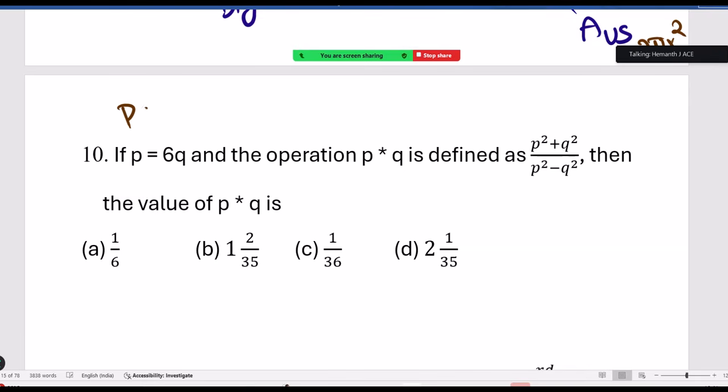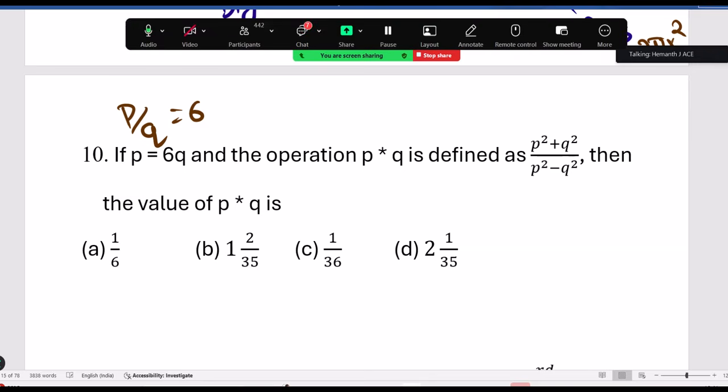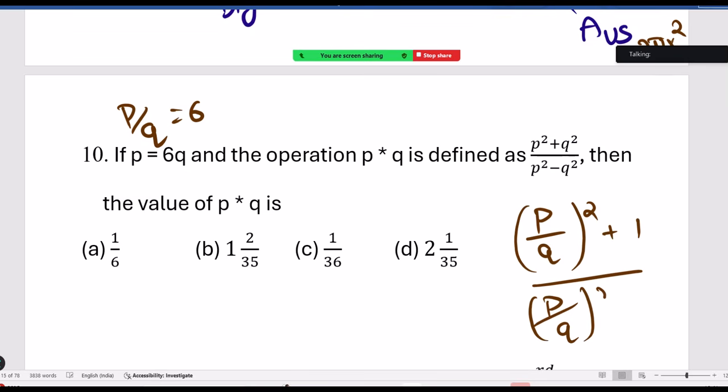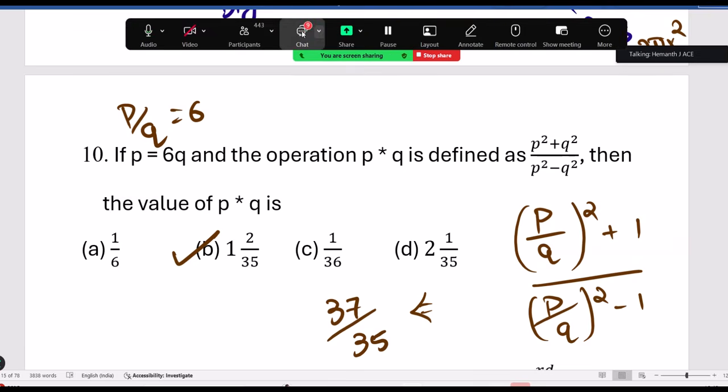P by Q is nothing but 6 here. I can divide by Q square. Then this is (P by Q) whole square plus 1 divided by (P by Q) whole square minus 1, which is like 37 divided by 35. 37 by 35 is your answer.